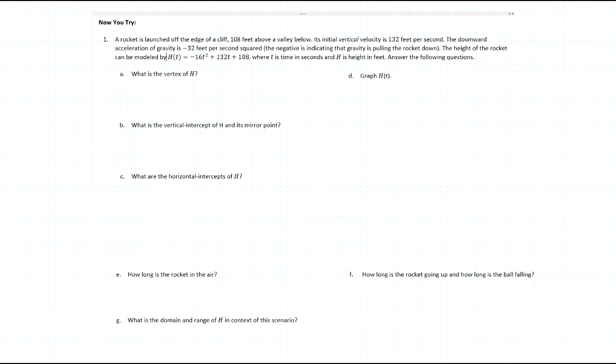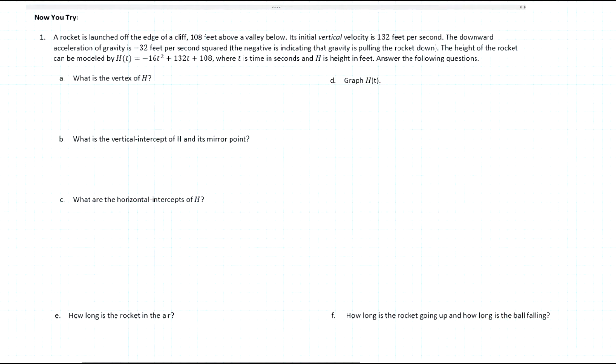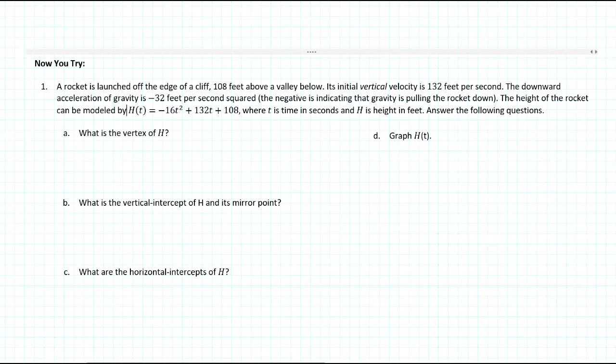Answer the following questions. We're going to begin with, what is the vertex of the function capital H? To find this, we'll start with the t value. The t value of the vertex is going to be negative b, so negative 132 over 2 times a, 2 times negative 16. This will be 132 over 32, and we'll just start reducing. 132 over 2 is 66 over 16, then we'll get 33 over 8. Not the prettiest number here.